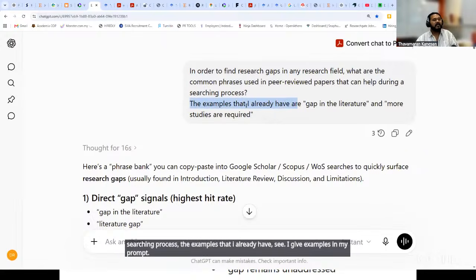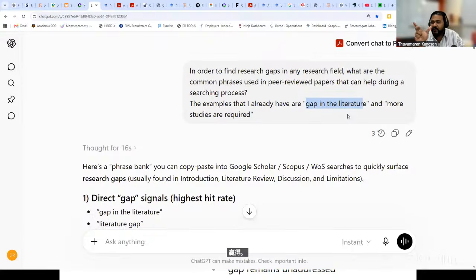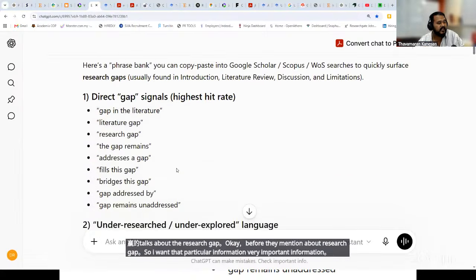The examples that I already have are "gap in the literature" and "more studies are required." Okay, what am I asking? I'm asking for the common sentence that papers write before they talk about the research gap. I want that particular information, very important information. So then they give me all these phrases.